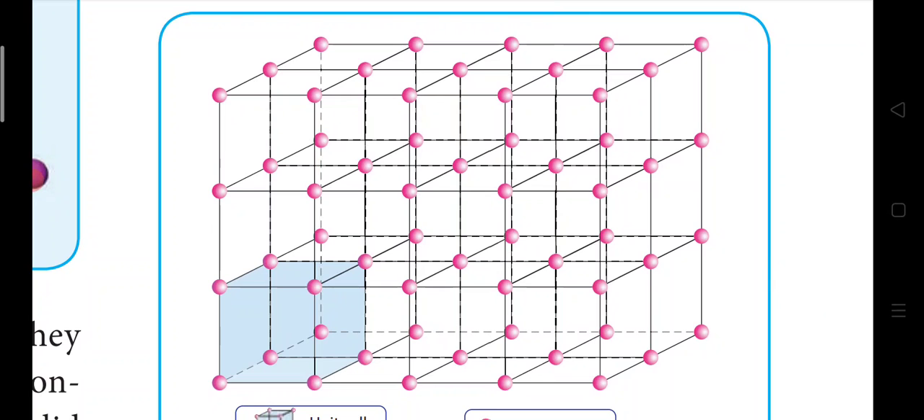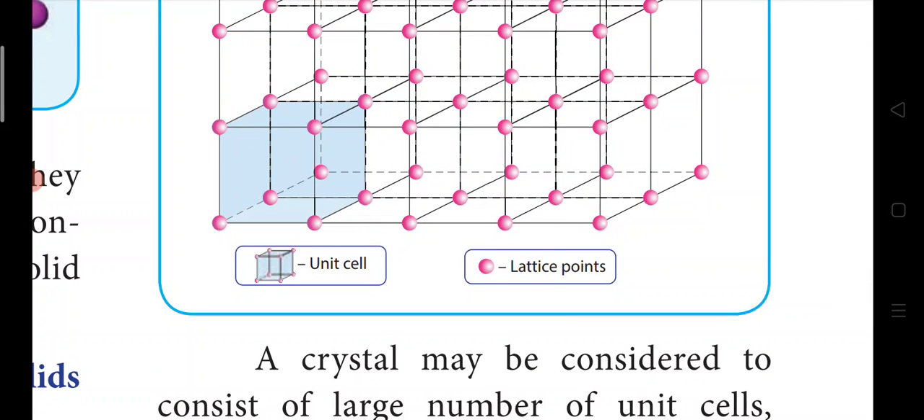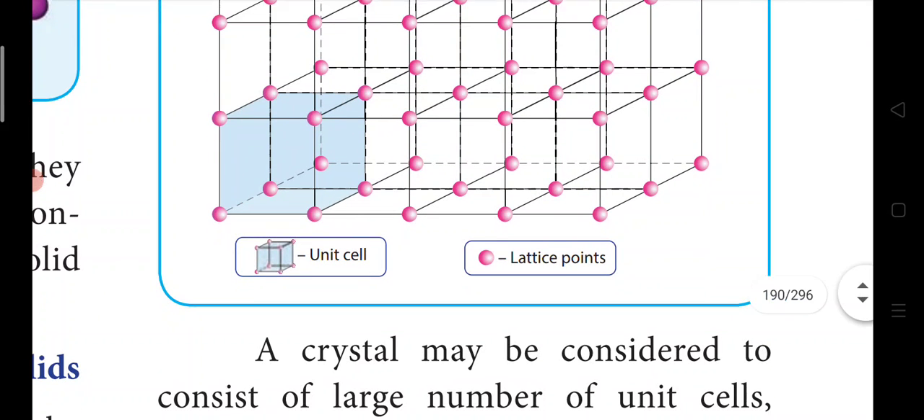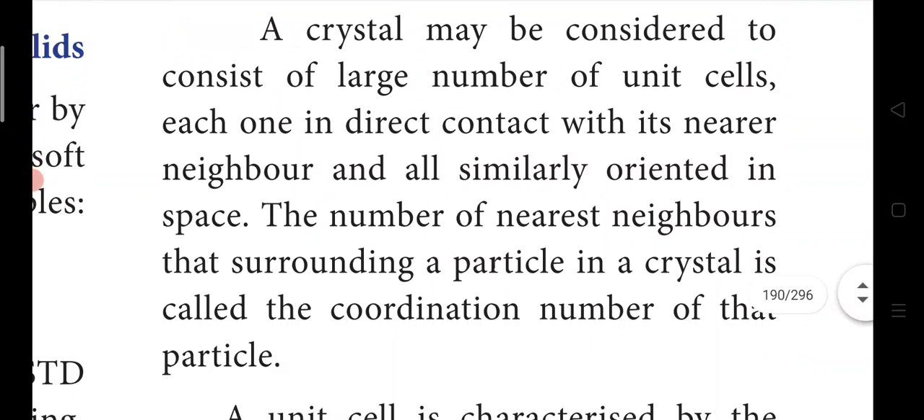So all the unit cells joined together, we call it a crystal, and all the corners we call lattice points. The crystal may be considered to consist of a large number of unit cells, each one in direct contact with its nearest neighbor and all similarly oriented in space.